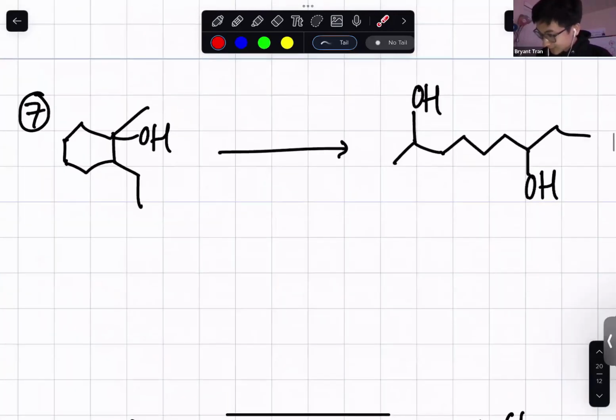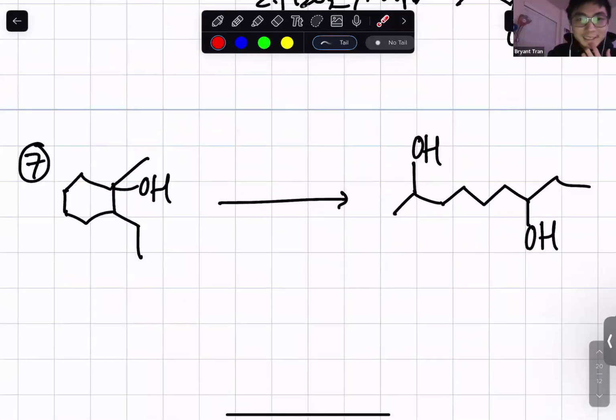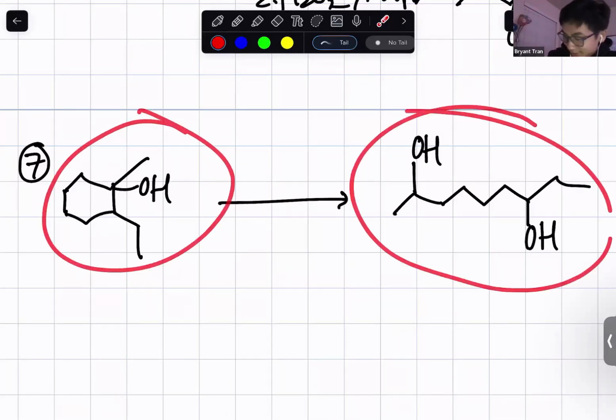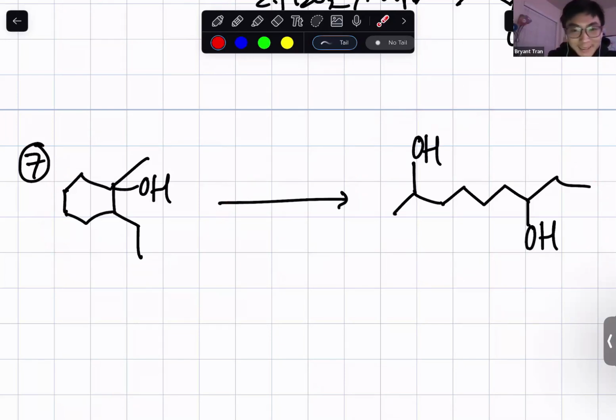Number 7. Okay, so this one here, the reactant molecule and product look totally different, right? But what reaction is calling out for you guys right now? What reaction is screaming at you guys right now when you see this?